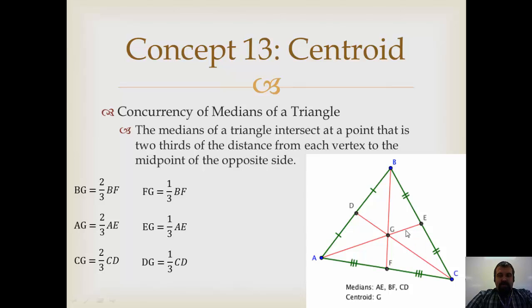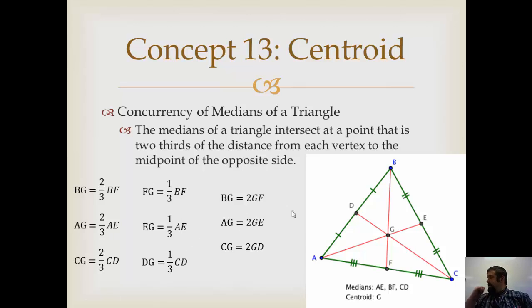That's also true with the other two parts, EG and DG. They're 1/3 of the total length. Now, if I compare these two here, if BG is 2/3 BF, and length of segment BG is equal to 2/3 the length of segment BF, and I have length of segment FG equal to 1/3 the length of segment BF, well, this is 2/3 of a number, this is 1/3 of a number, so that means length of segment BG has to be twice as big as length of segment FG. And that's what I can say here. All three of these things end up being true.